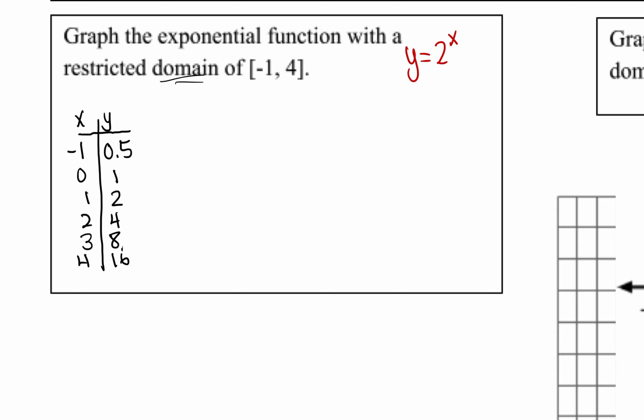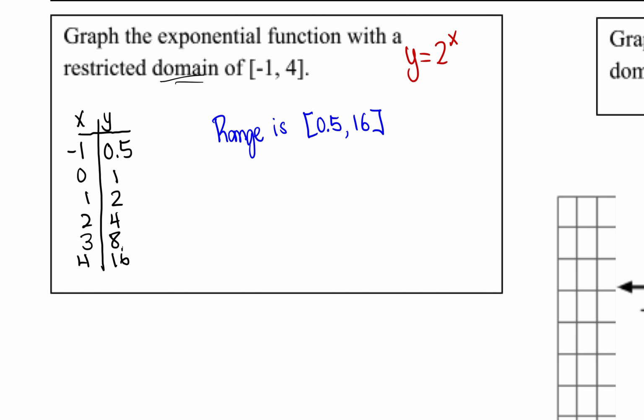Now, the question that you will most likely see on the test is going to ask you, what is the range, okay, given this restricted domain? And your answer should be the following. You should say that the range is going to be from 0.5, and this is going to be included with a bracket, comma, all the way to +16.